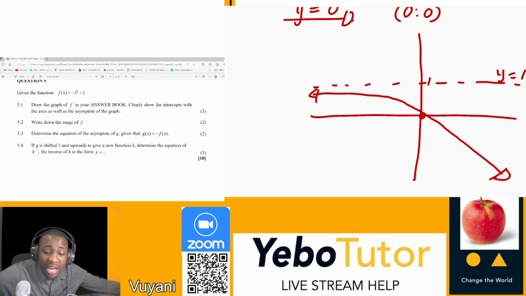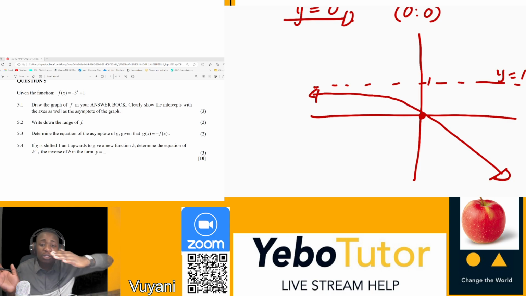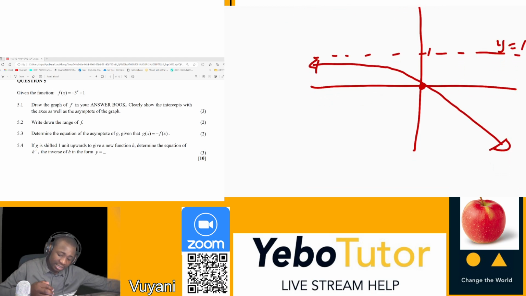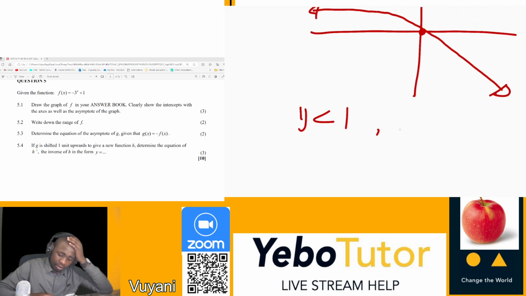Now write down the range of the function f. So the range is always the y value. So we are looking at the y values of the function so that we can determine the range of the function. So we can literally see that our y must always be less than 1. You can see that our function is not even touching the asymptote, so which means our function must be less than 1. Or someone will say that it should be y element from negative infinity to 1.